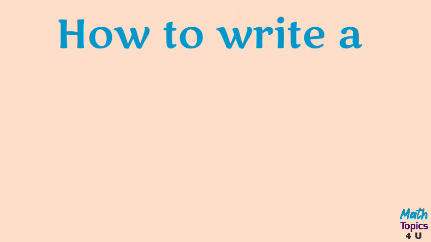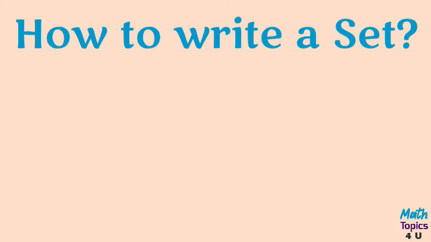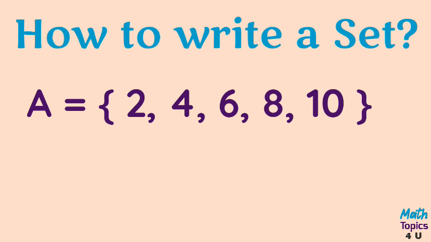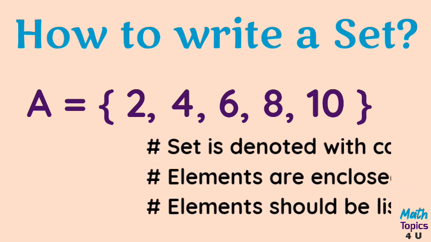So far, we have seen the set definition and some collections from which we are able to find out if it is a set or not. Now, we are going to see how to write a set. Let's see an example. A = {2, 4, 6, 8, 10}. Here, the set is denoted by a capital letter, that is the name of the set, and 2, 4, 6, 8, 10 are the elements of the set which are enclosed in curly braces.